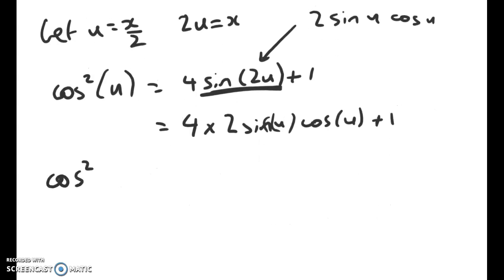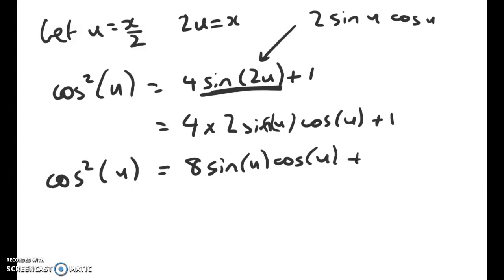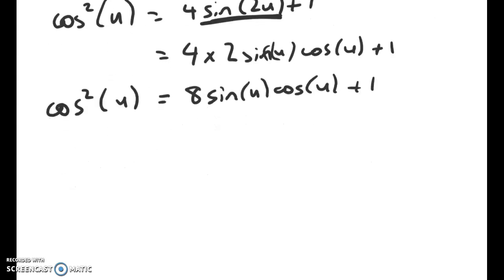So cos squared of u is equal to 8 sine u cos u plus 1. So we're solving an equation. We're probably going to have two factors here somehow. So let's make everything equal to 0 by subtracting all of this from both sides, and then we'll see what to do next.